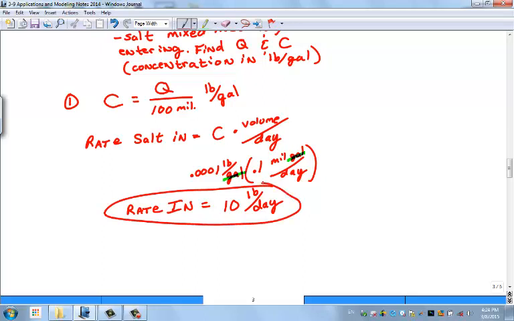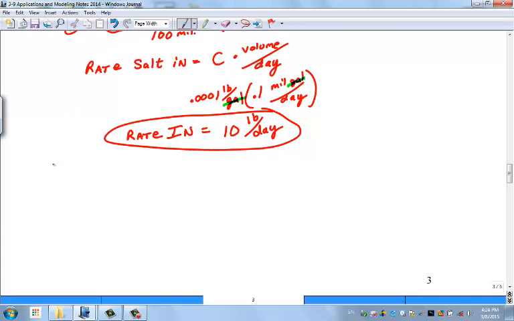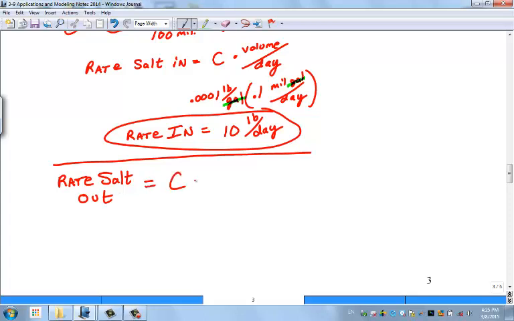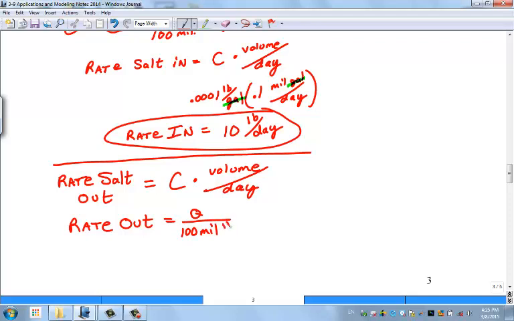Let's look at the rate that the salt leaves now. The rate the salt goes out is equal to C times the volume per day. So the rate out is equal to, well, C we said was equal to the quantity divided by 100 million pounds per gallon, right? So Q divided by 100 million pounds per gallon, and then that's going to be multiplied by the volume per day, so 0.1 million gallons per day.